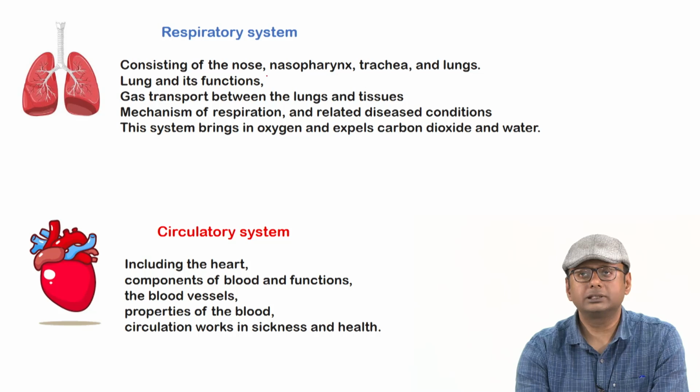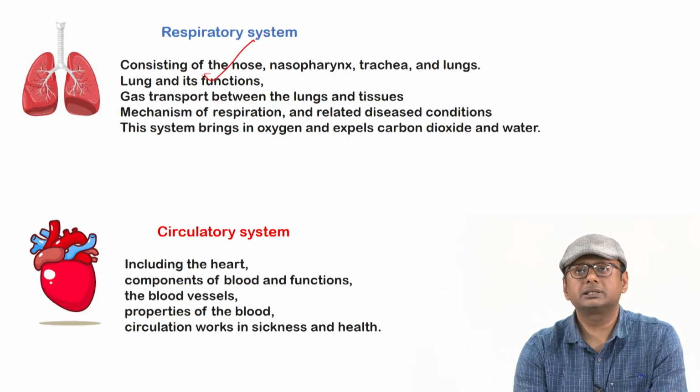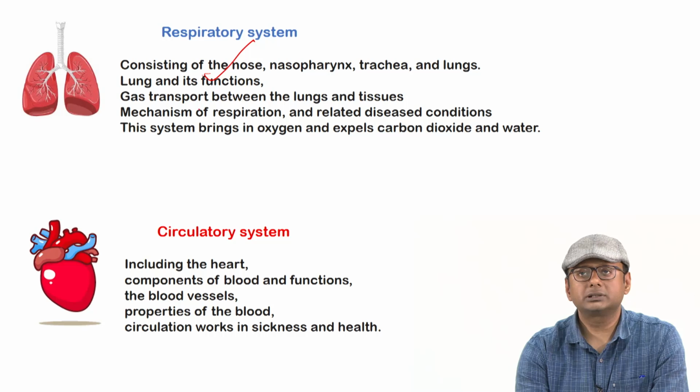So the first one, as you can see, is the respiratory system, which mostly consists of the nose, trachea, and lungs. The lung is the most important component. So we'll thoroughly discuss the lung and its functions, and how gas transport happens between the lungs and tissues, in the respiratory system classes. Also we'll thoroughly discuss the mechanism of respiration and related diseases and conditions, which is very important to discuss.